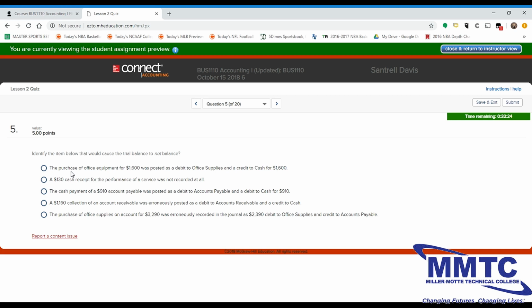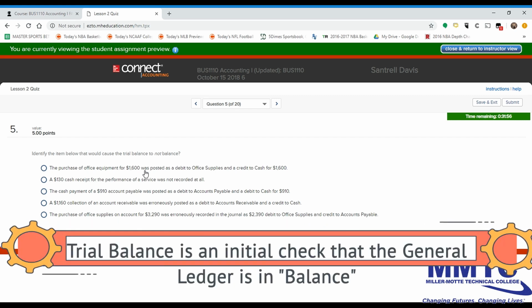All right. The purchase of office equipment, $1,600, was posted as a debit to office supplies and a credit to cash for $1,600. Okay, so that should be right? We debited something and we credited something for $1,600, the same amount. It really doesn't even matter what accounts, right? They just asked us what would mess this up. So as long as we debited something and we credited something and it's the same number, we should be good.